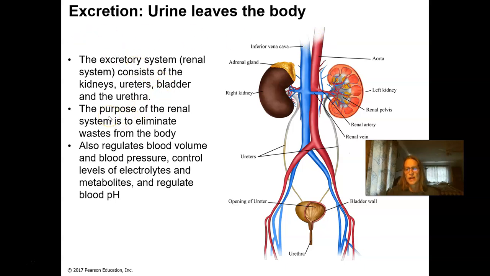The way I presented this initially was that the purpose of the renal system or the excretory system was to eliminate nitrogenous waste from the body, and that is sort of the main gist. But I also want you to get that it's super important for a lot of other things. For example, it regulates blood volume and blood pressure. That it does by determining basically how much water is lost or gained in the kidneys. It controls the level of electrolytes and metabolites, and regulates blood pH by regulating how much bicarbonate is lost and how much bicarbonate is regained.